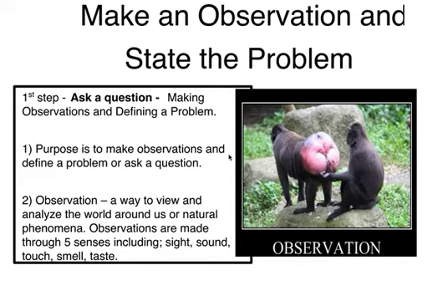An observation is a way to view and analyze the world around us or natural phenomenon. Observations are made through the 5 senses, including sight, sound, touch, smell, and taste.